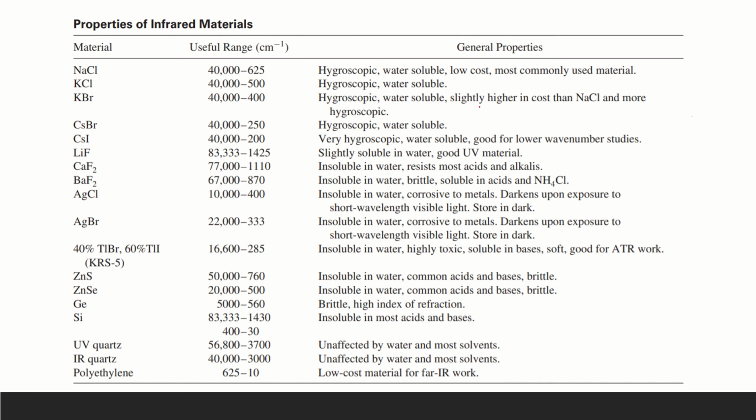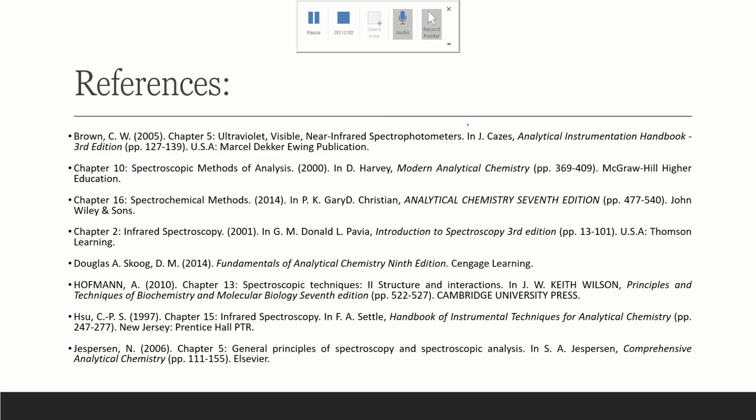General properties and range of IR materials, basically the sampling materials, are listed in this table, for example NaCl, KCl, barium fluoride, silver chloride, etc. You may go through the references.